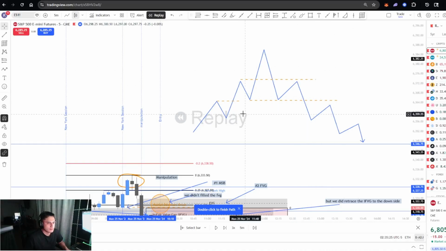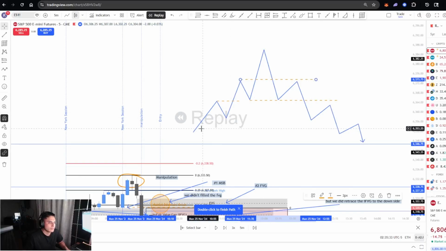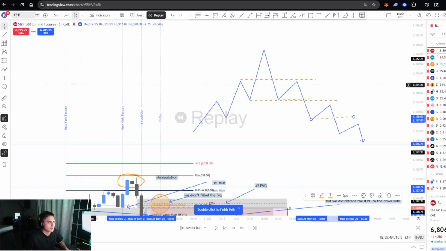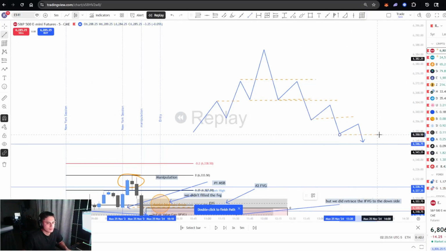BOS is a continuation, breaking the structure back to keep going up to the upside or keep going back to the downside. Same thing, if it's bullish trending, you mark the highs. If it's downtrending, you mark the lows, and that would be your break of structure areas right here. So that'll be break of structure areas, break of structure areas, and then break of structure areas.